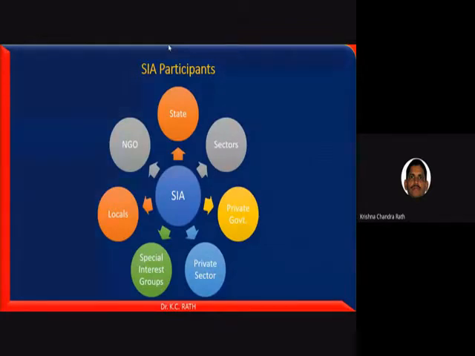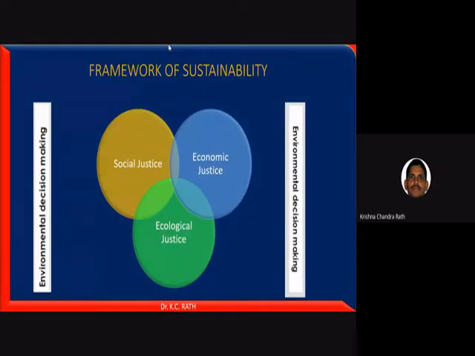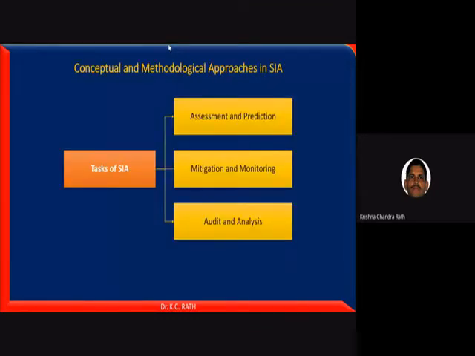And these are the participants: NGOs, state sectors, private sector, special interest groups, locals, NGOs, etc. And a framework of sustainability based on social justice, economic justice, and ecological justice, just like our principles of sustainable development. The tasks of SIA include assessment and prediction, mitigation and monitoring, audit and analysis.